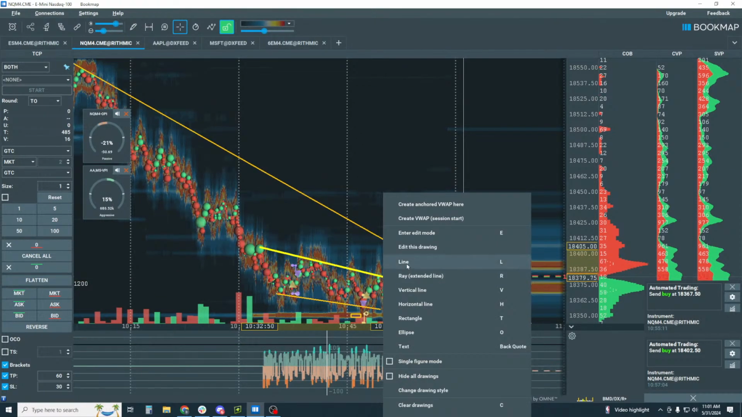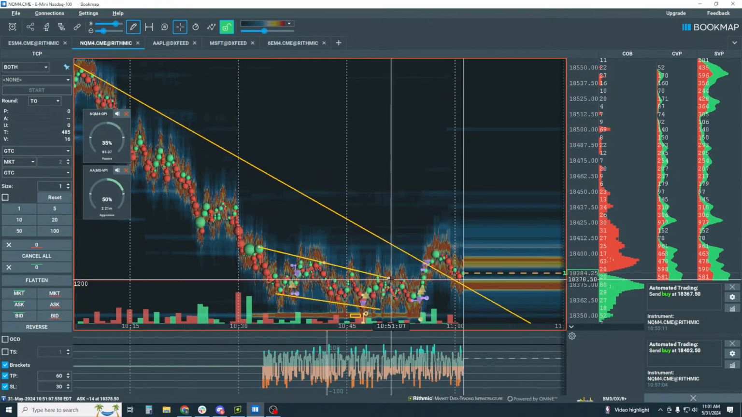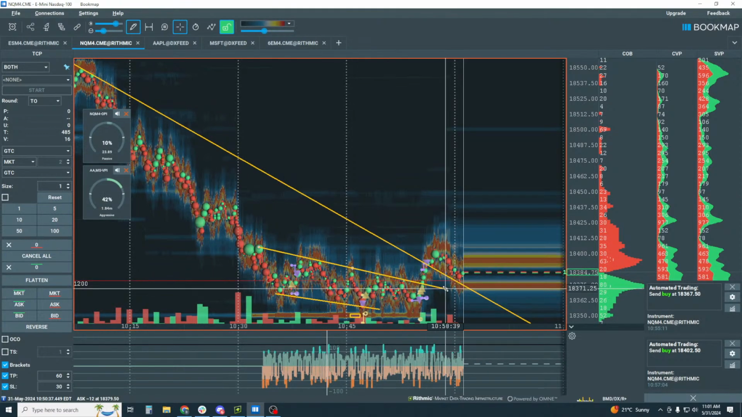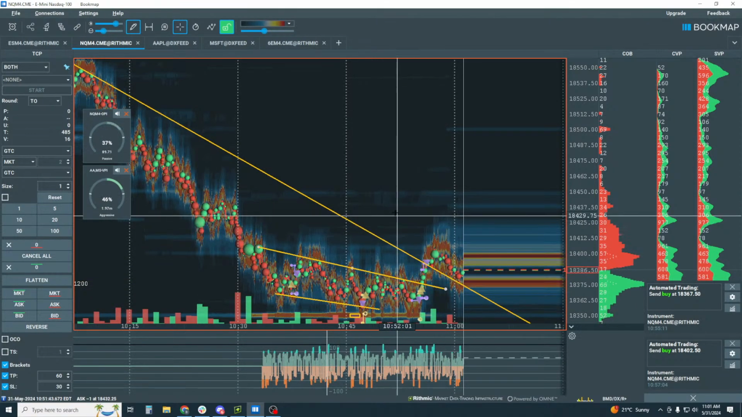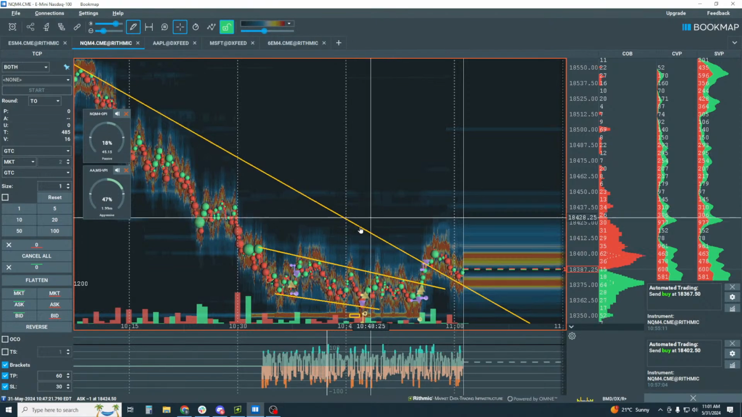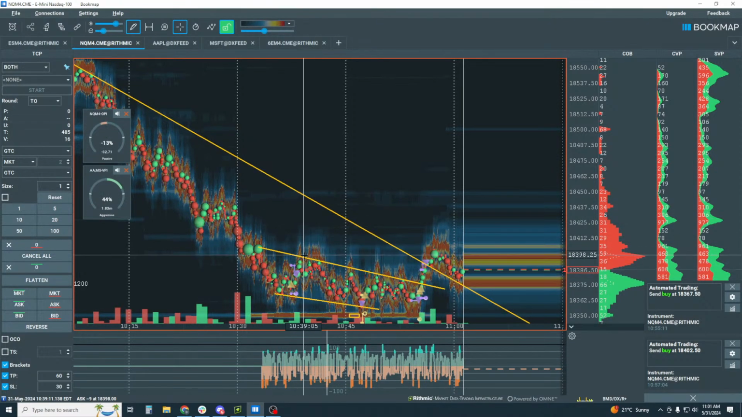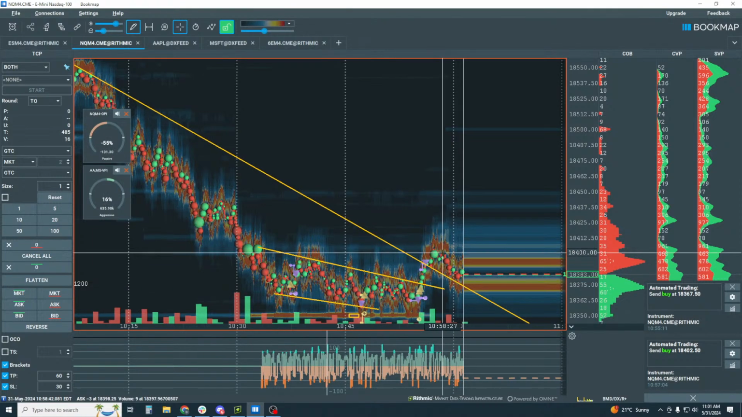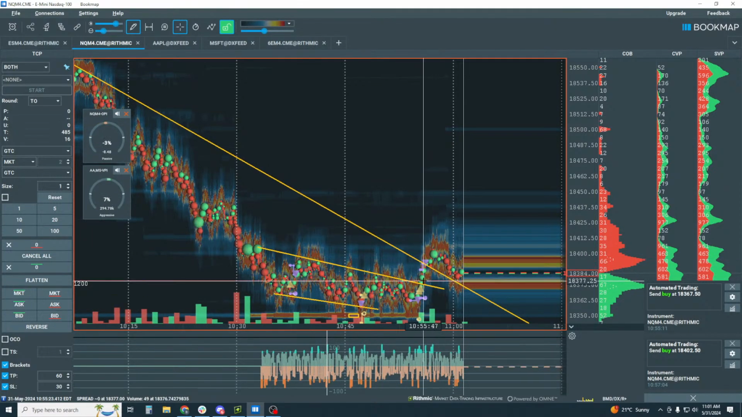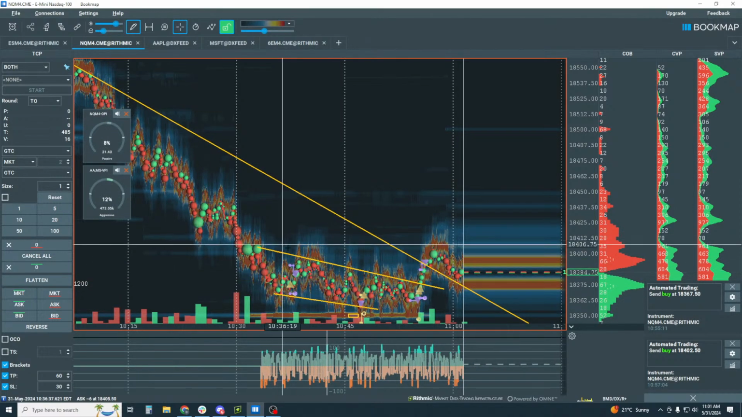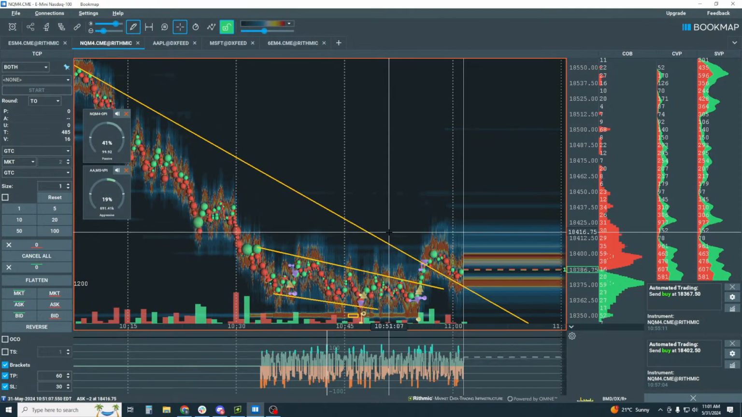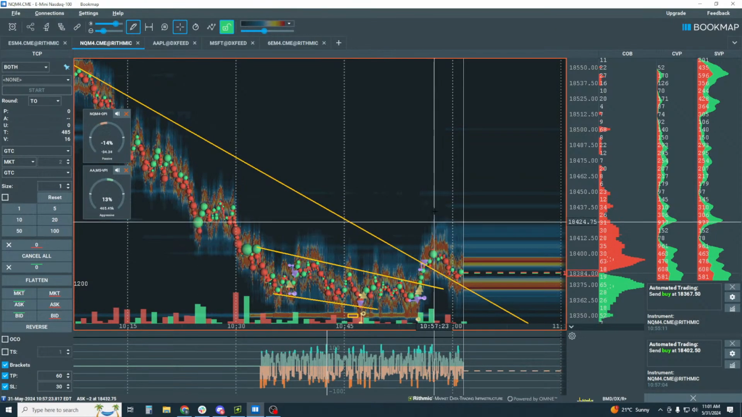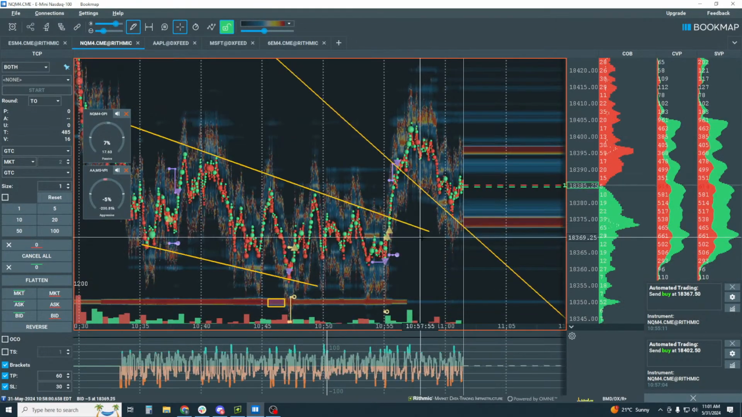You'll see the break here of this line, right? This is a donkey face setup. Maybe it's not as harsh as this. This is kind of a shallow move lower, but this is definitely his setup. I think he's looking for more of an extreme move to the downside, though, before getting this here. But this is what it looks like.